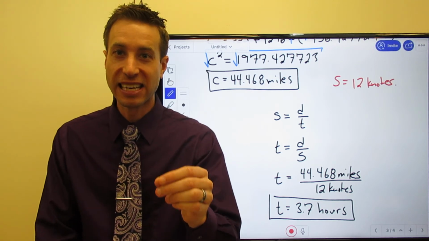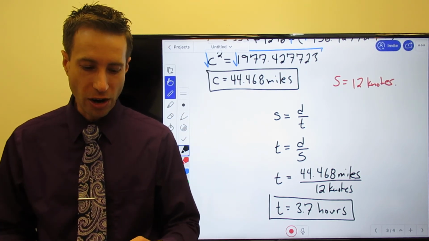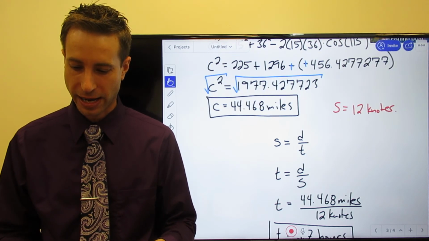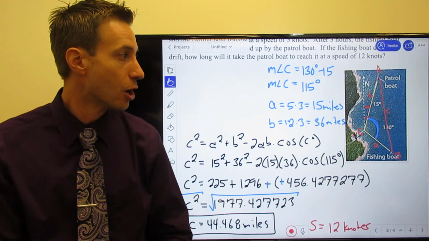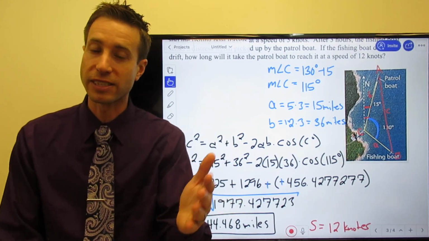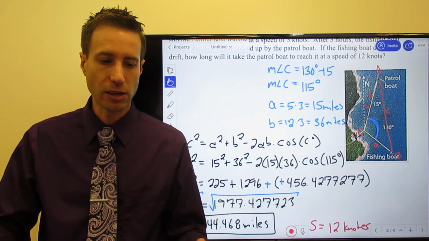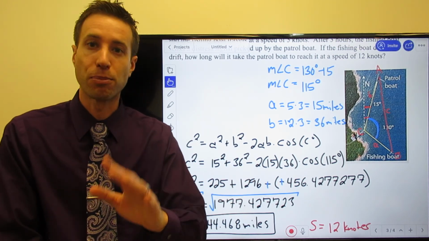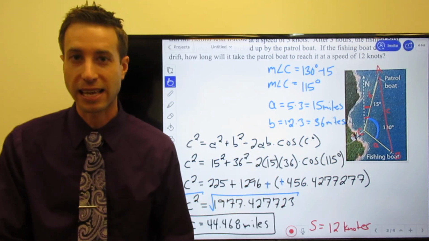And that is the law of cosines working its magic on a non-right triangle, right? We've got a triangle that has no right angles in it. We're trying to solve for the length of a side and then use that information to give us something about either the speed or the time or something like that. Anyway, the point is this, you just solved a really awesome problem, and it was the law of cosines that helped you do it.